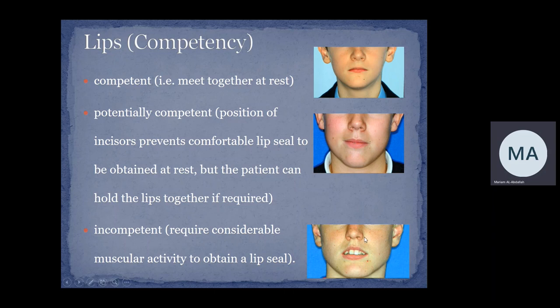Sometimes the problem is a short lip or high lower facial height, or other problems that will cause the upper and the lower lips to be separated considerably at rest. And this is what we call incompetent lips. By the way, if the lips at rest are separated 1 to 2 millimeters, this is still considered normal, and we still say that these are competent lips.